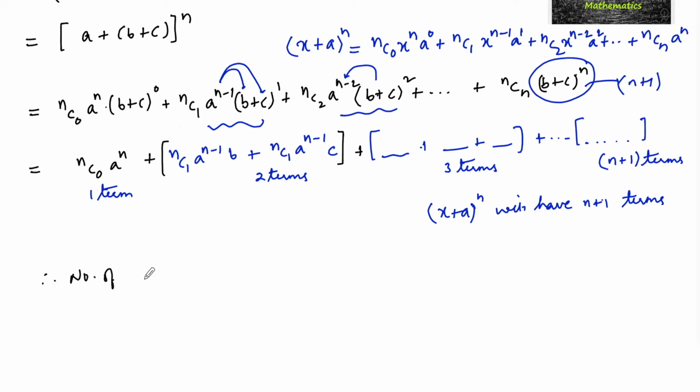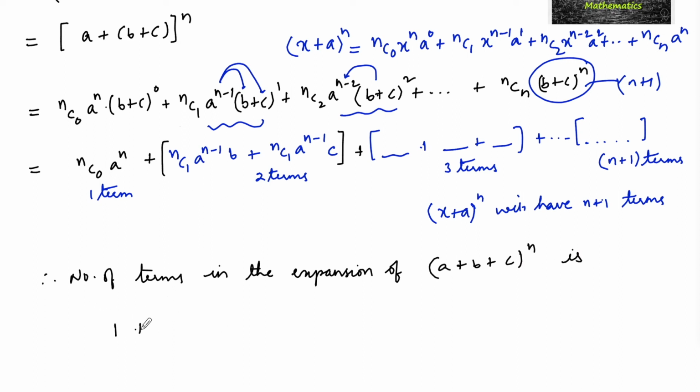Therefore the number of terms in the expansion of (a + b + c)^n is 1, and again here 2 terms, next 3 terms, and so on. We had n plus 1 terms. We have finally n plus 1.